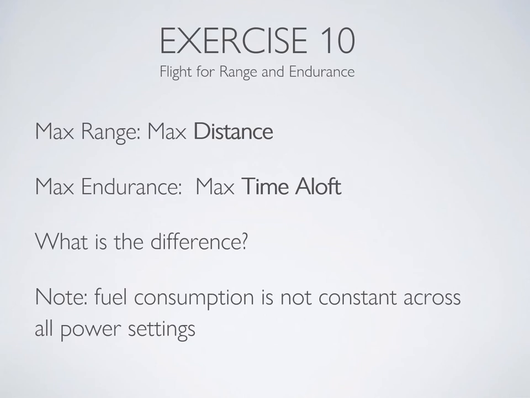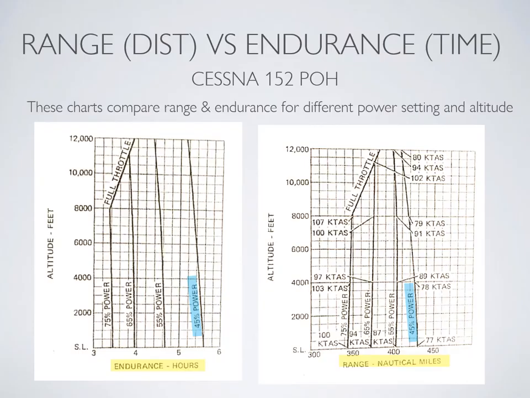So it's really the amount of fuel that's constraining how far you can go or how long you can stay in the air, but fuel consumption is not constant across all power settings. So you can actually change your power setting to change your fuel burn, to change your maximum distance or maximum time aloft. So grab a POH and look at the range and endurance profiles of a Cessna 152.